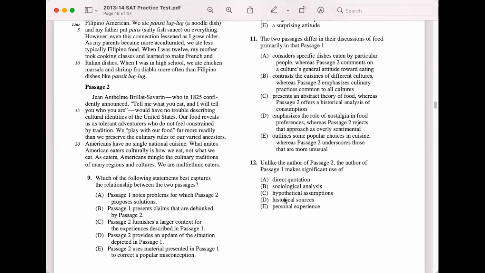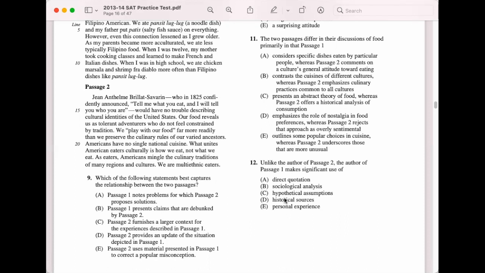As eaters, Americans mingle the culinary traditions of many regions and cultures. We are multi-ethnic eaters. So this second passage starts with a quotation, maybe from a food writer or a food critic or an anthropologist, who said, "Tell me what you eat and I'll tell you who you are," which is to say that food is a central part of our identity, right? What we eat and how we eat tells us where we come from, right?